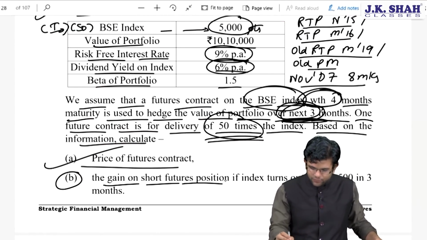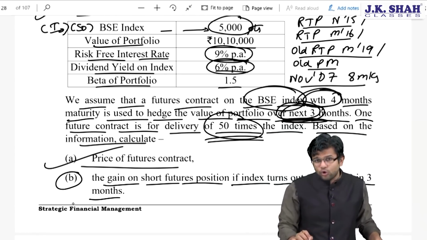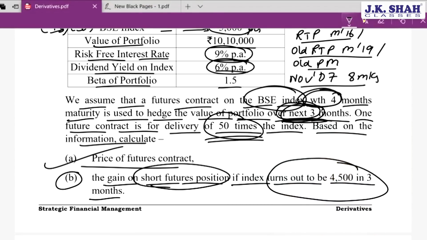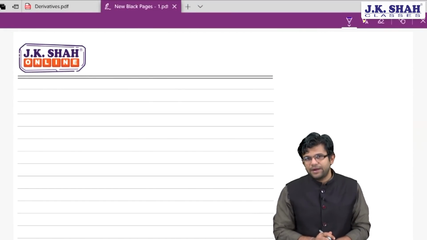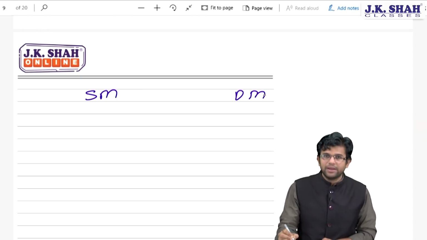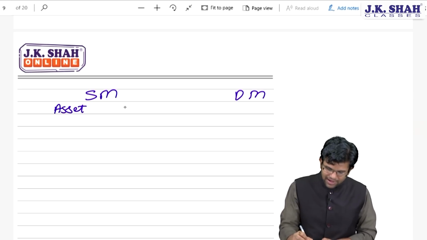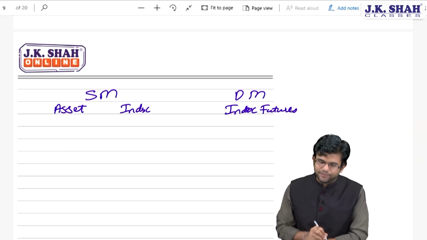The gain on short futures position if the index turns out to be 4,500 in 3 months. So they're saying what will be the gain when you close out your short futures position if the index turns out to be 4,500 in 3 months. Students, for this a lot of attention is required. Please focus very hard. Can we start? Okay. So I'll write down here spot market, derivative market, okay? In the spot market, there is the asset that you want to hedge the portfolio, and there is this index. And in the derivative market, there is the index futures, okay? In the derivative market, there is the index futures.